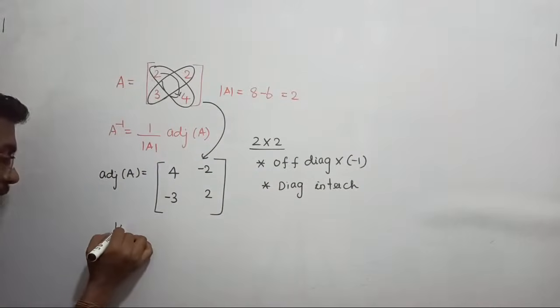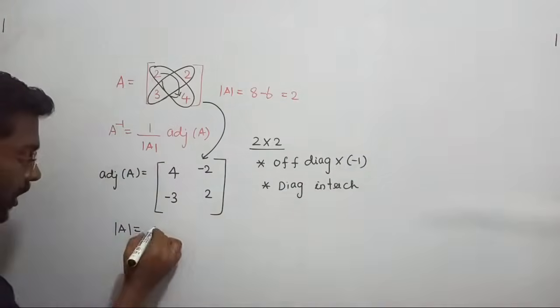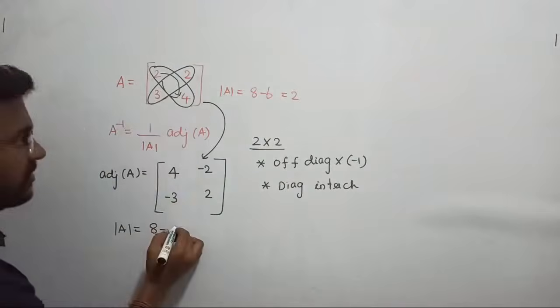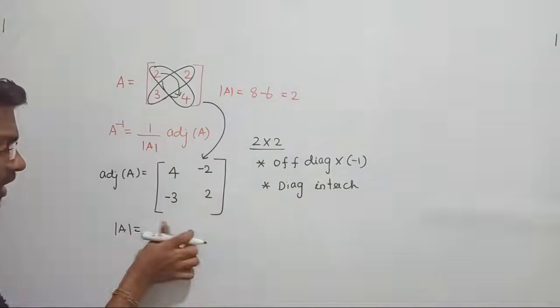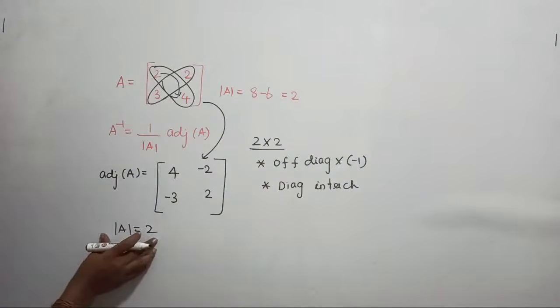How are we finding out the determinant of the matrix? Determinant of A is product of diagonal minus product of off diagonal: 2 into 4 will give you 8, minus 3 into 2 will give you 6. Already we found the determinant, right? Anyway, let me write the answer directly. That is 2. 8 minus 6 will give you 2 only. So that is the determinant of the matrix.